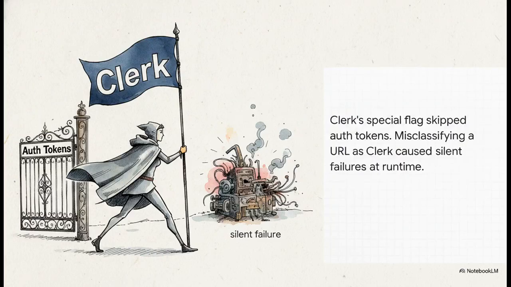And here is why this mattered immensely. Let's look at another vendor, Clerk. Clerk's entry had a special flag telling the app that it didn't need an authentication token to connect. So when a Composo URL with /clerk in the path got completely misclassified as a Clerk server, users were essentially told, hey, just connect, no token needed. The result? The connection would fail silently at runtime. This wasn't just some tiny cosmetic glitch. It was actively misleading users at the exact moment they needed accurate information.